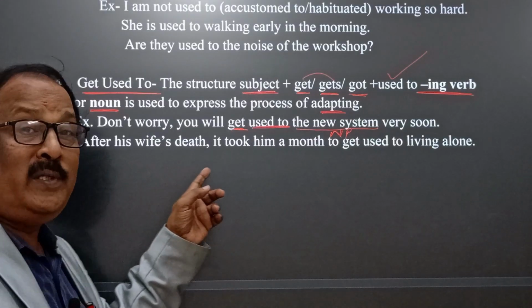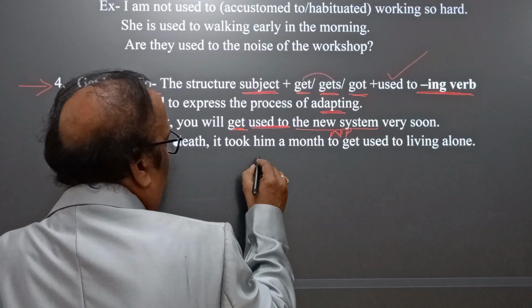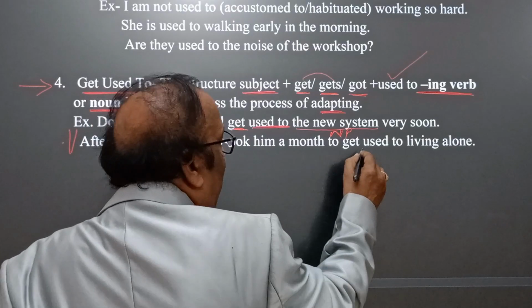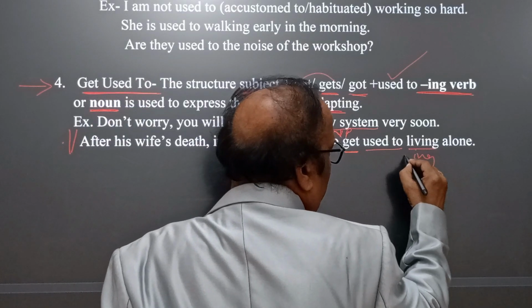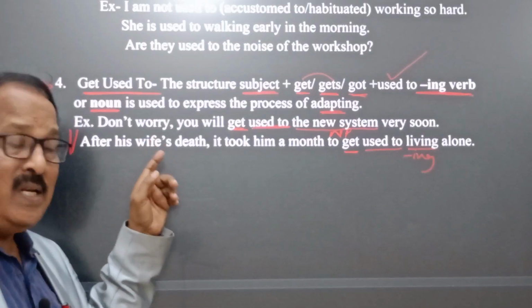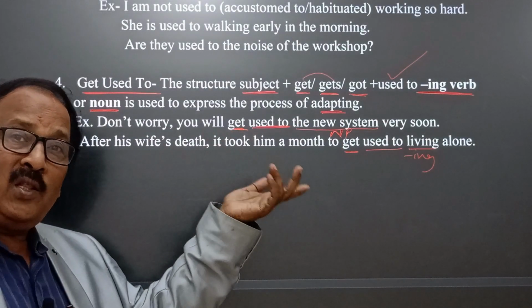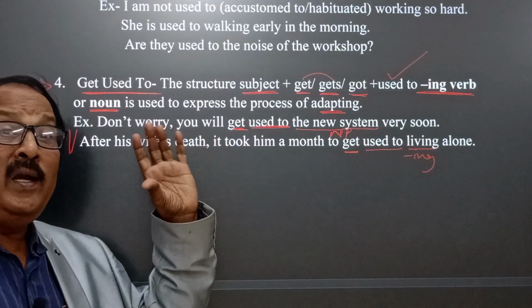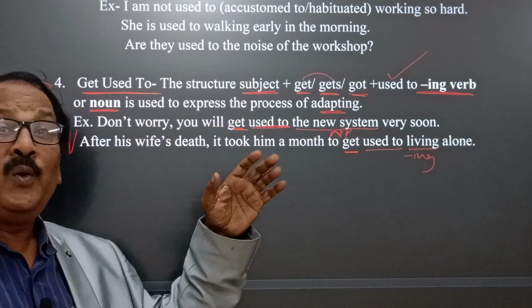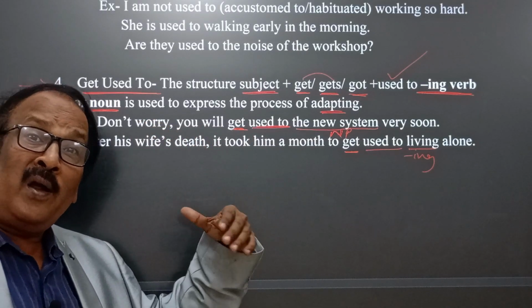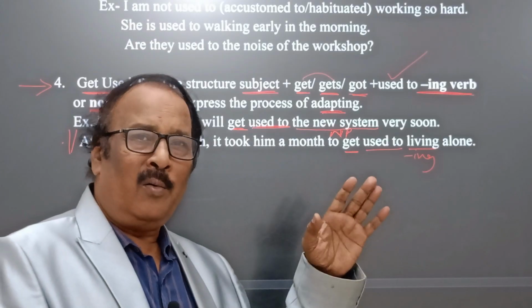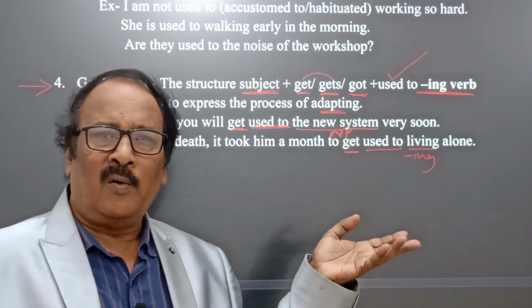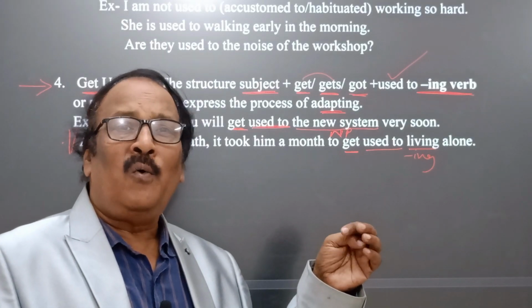After his wife's death, it took him a month to get used to living alone. It means after the death of his wife, it took a month to get accustomed or habituated to living alone, forgetting about the loss of his departed wife.